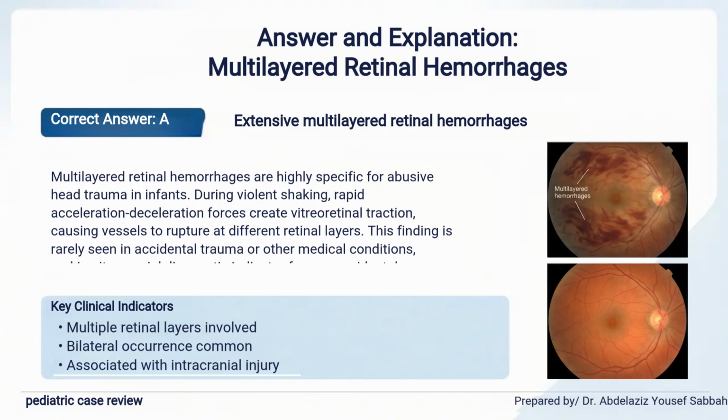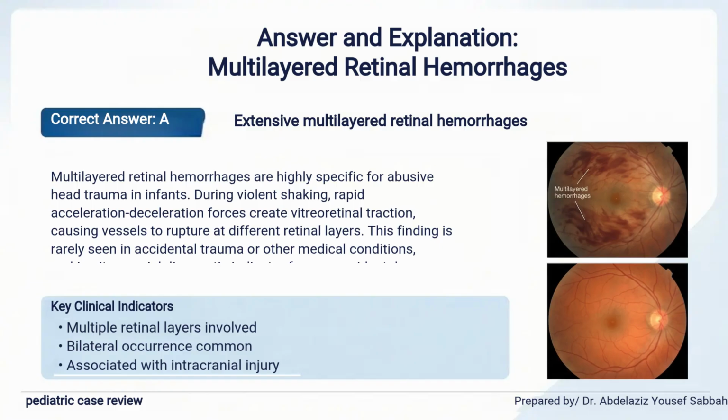Multilayered retinal hemorrhages are highly specific for abusive head trauma in infants. The mechanism involves rapid acceleration-deceleration forces during a shaking episode that create vitreoretinal traction, causing vessels to rupture at different retinal layers simultaneously. This finding is rarely seen in accidental trauma or in other medical conditions, which makes it a crucial diagnostic indicator for non-accidental trauma.